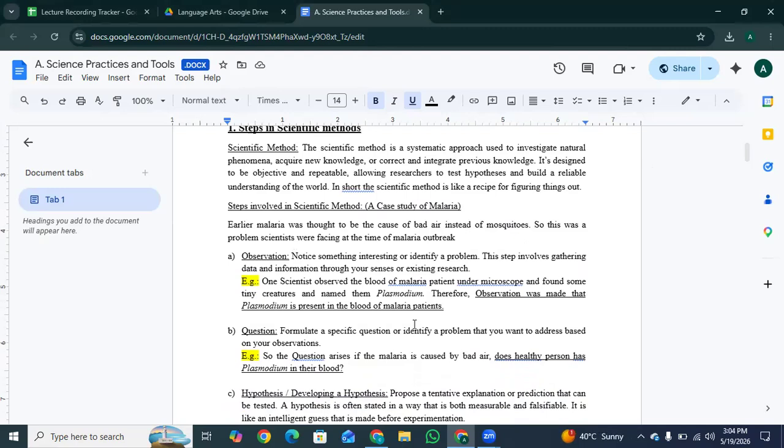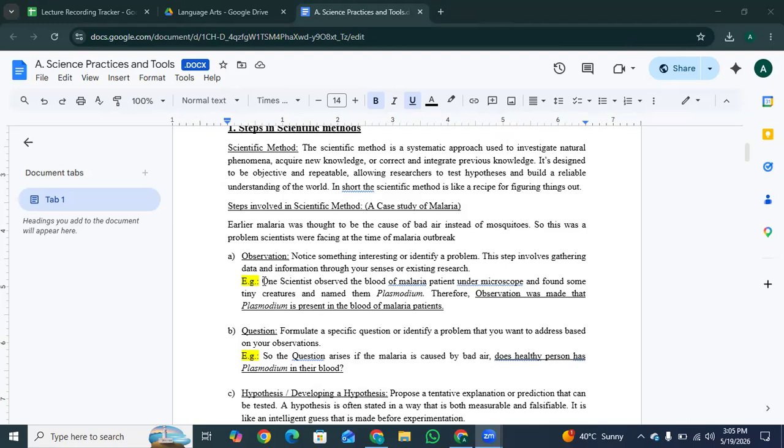So the first one is observation. Notice something interesting or identify a problem. This step involves gathering data and information through your senses or existing research. So basically, what it means is paying close attention to something or noticing a problem using your senses or research. Okay?